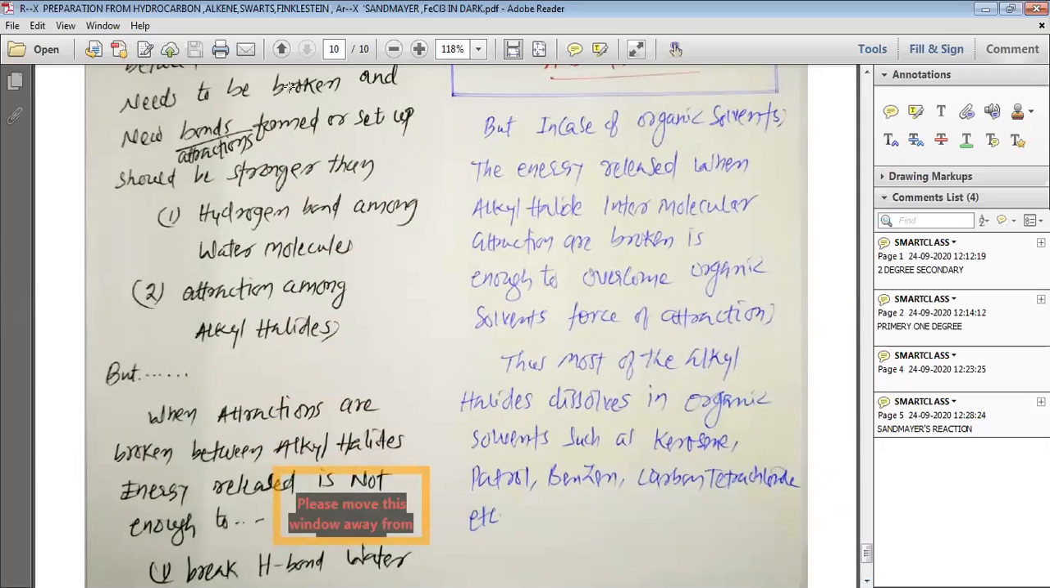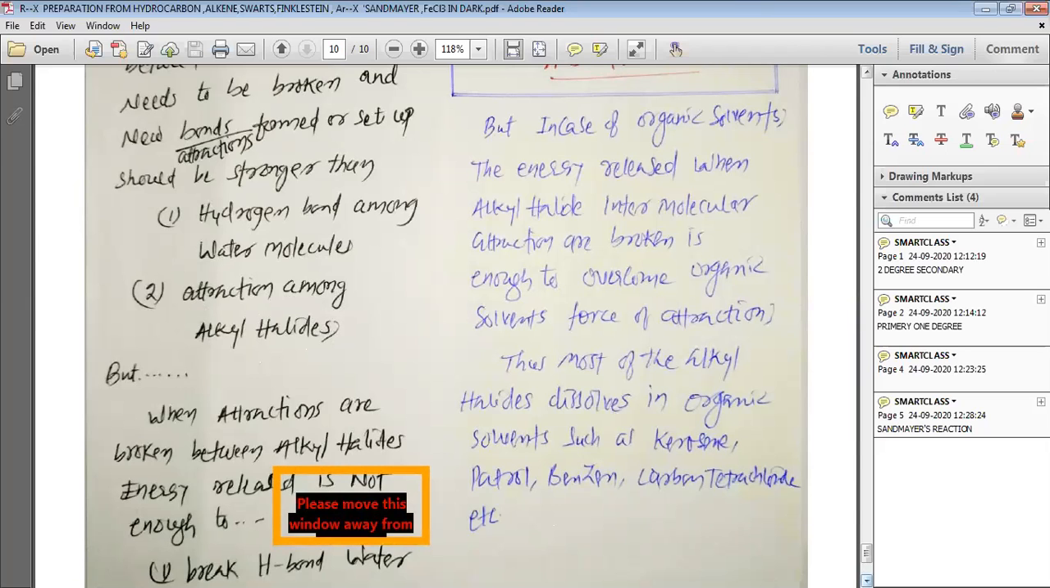The new bonds or new attractions formed should be stronger than the hydrogen bonds among the water molecules and the attraction among the alkyl halides. So if you want to dissolve the alkyl halide into water, first the newly formed bond should be more stable than the hydrogen bonding, and second, the attraction between the alkyl halide and water should be stronger. Whatever attraction is present between the alkyl halide molecules, the newly formed bond should be stronger than that.